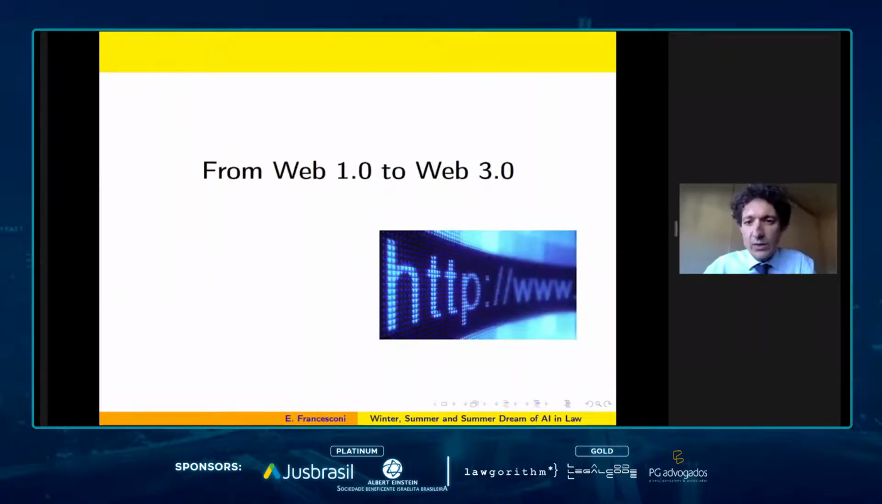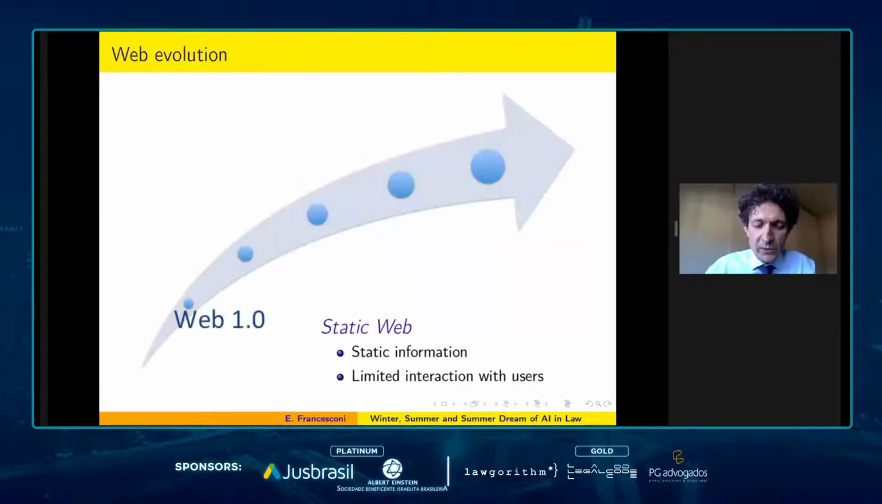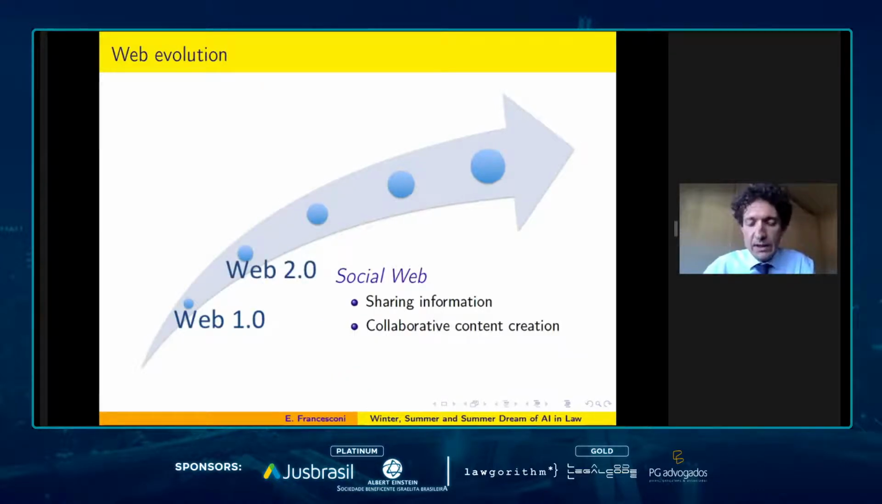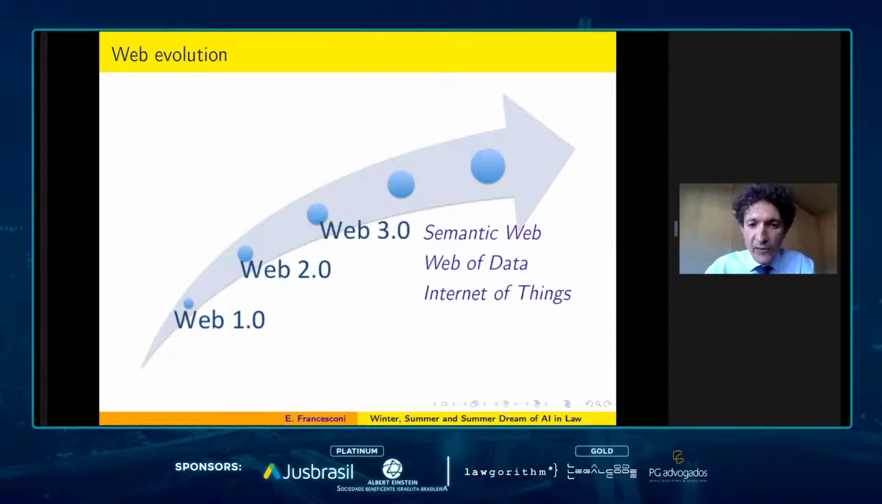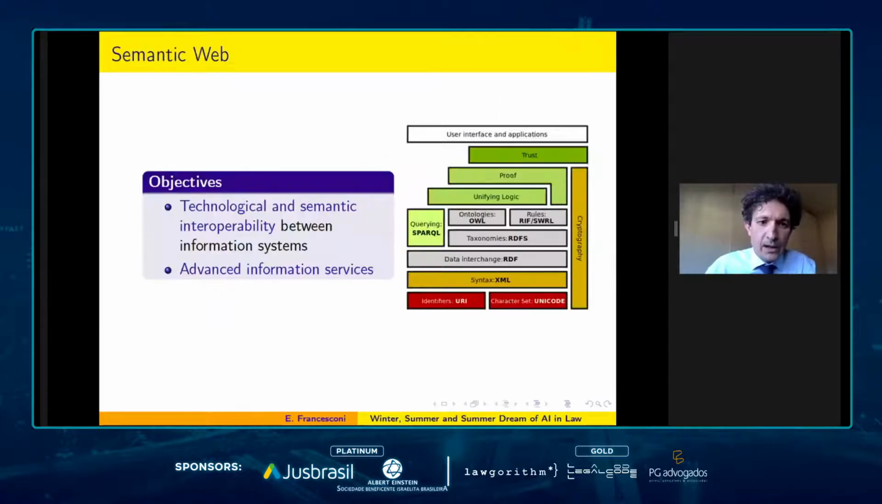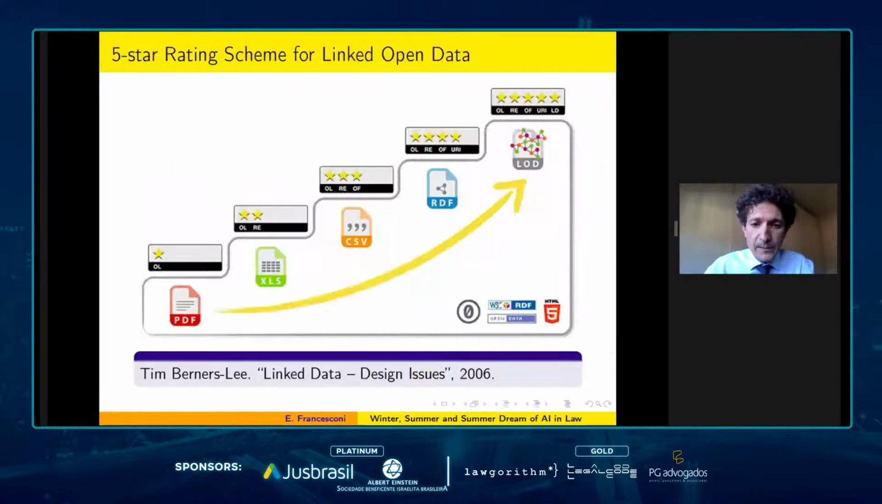We all know that currently we are in the so-called Web 3.0, derived from Web 1.0, the static web, and Web 2.0, also known as the social web. Currently we are in the maturity phase of the so-called semantic web or web of data, sometimes also addressed as the Internet of Things. The semantic web has specific objectives: technological and semantic interoperability between information systems, to give the possibility of advanced information services.